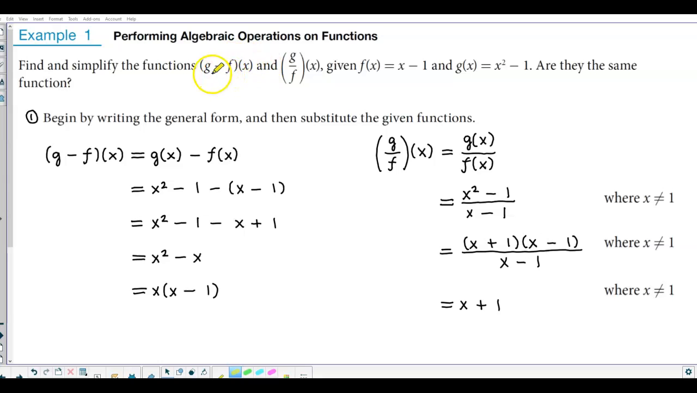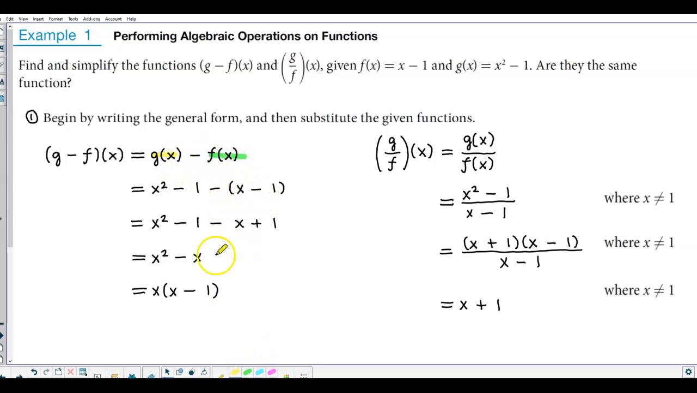So for the first one here, we have g minus f of x. As I stated at the beginning of this section, you always want to write out what the definition states. G is listed first, f is second. So you're going to take g of the input x minus f of x. So let's go ahead. We got g of x now, and then we're going to subtract f of x.